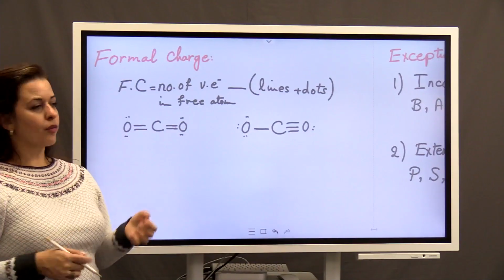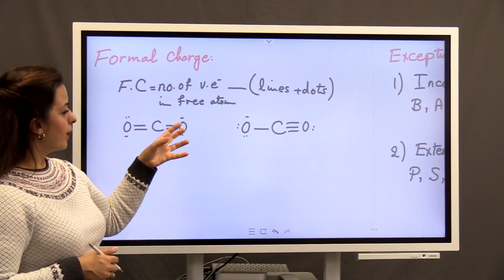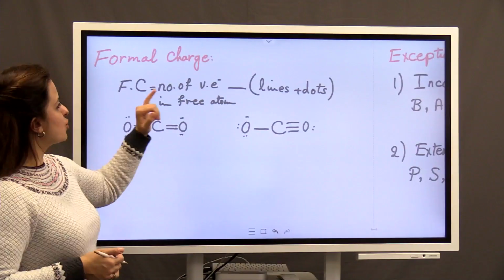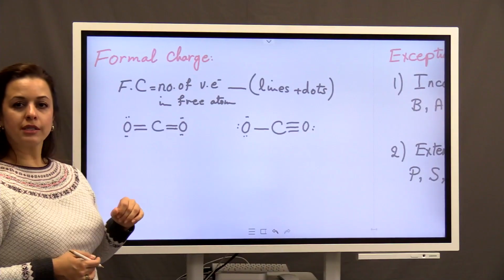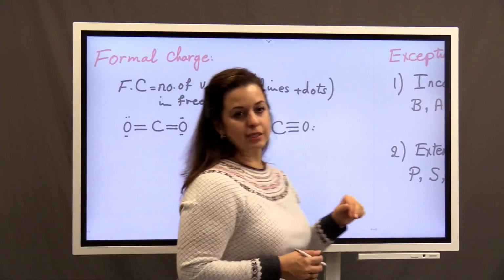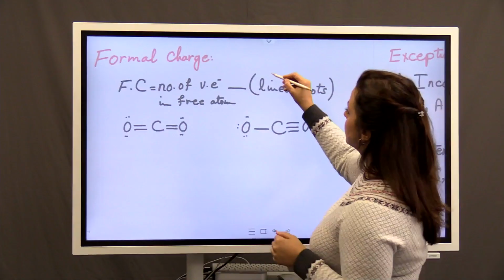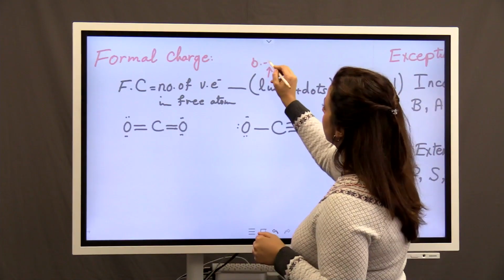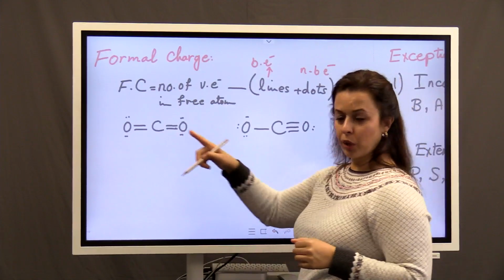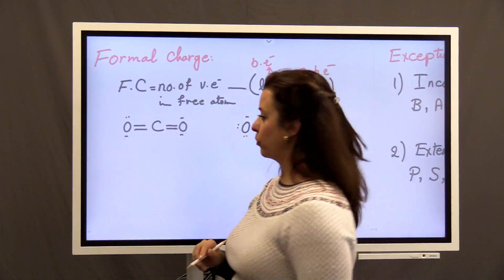There are different formulas for formal charge. This is my own version of modified formal charge. Formal charge is the number of valence electrons in a free atom minus lines plus dots. This part I have modified. Lines are bonding electrons and dots are non-bonding electrons. So let's work on these two examples to make it more clear.